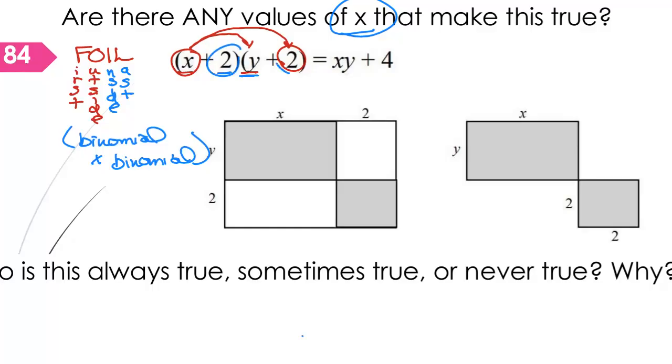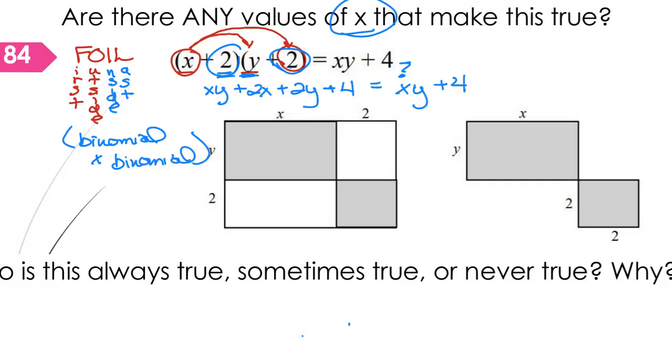Okay? So when I do that, I get, first times first gives me what? XY plus the outside, yes, x times 2 would be 2 times x. Inside would be 2 times your y. Those are the two inside amounts, plus 2y. And then last times the last is 2 times 2, which is 4. So we're saying, is this equal to this?